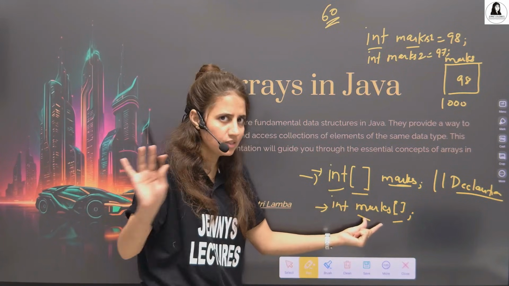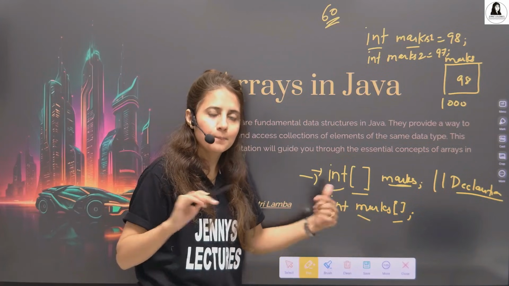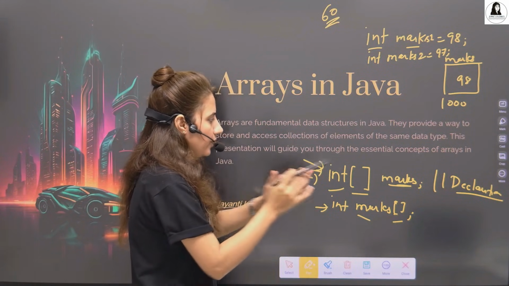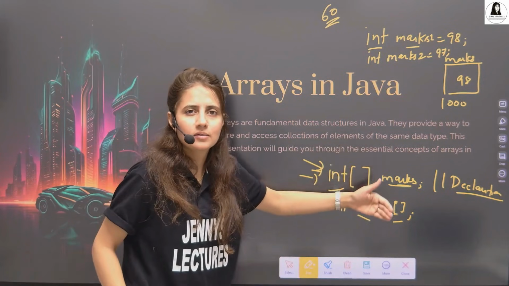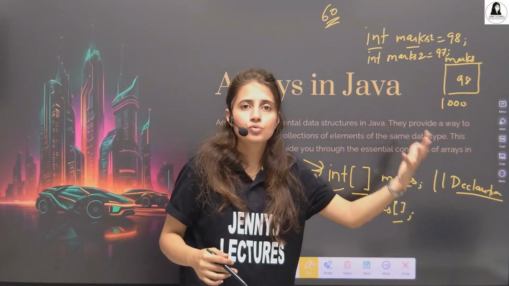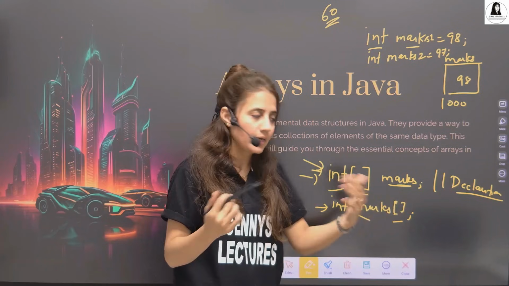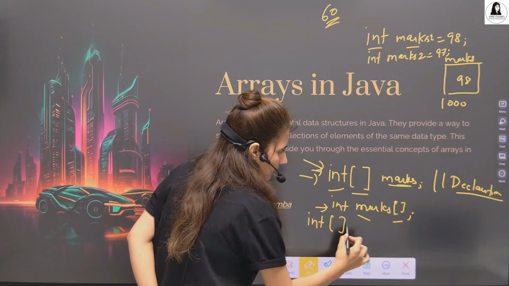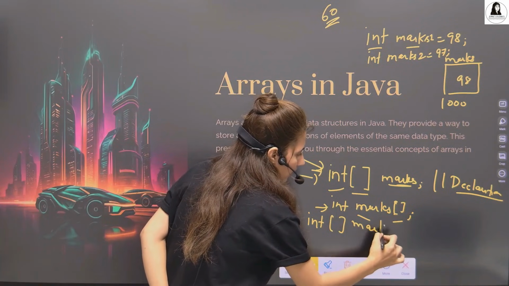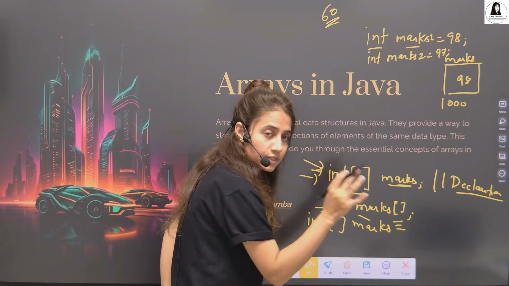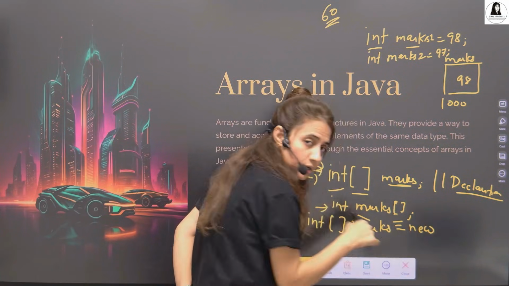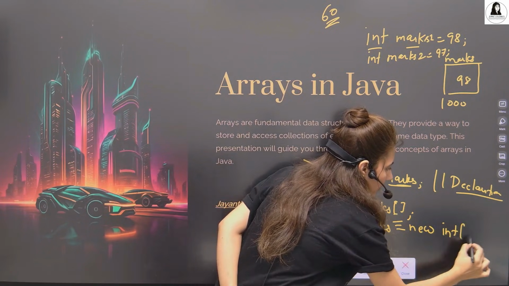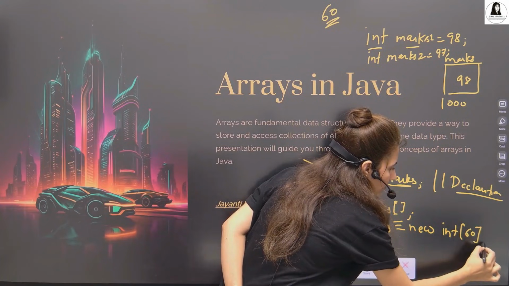You can use this also, it's fine, it will not give any error, but I will use this in Java. Now obviously you have to tell the marks of how many students you want to store, the size, right? So we can tell something like this: int, then marks is equal to new keyword, then the data type again, int, then in brackets suppose 60.